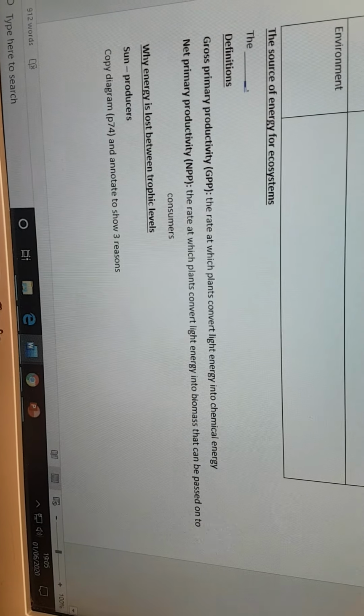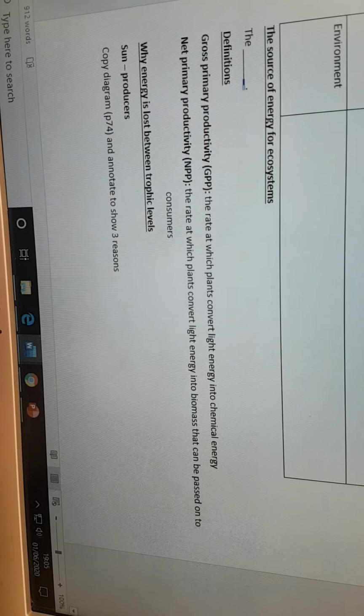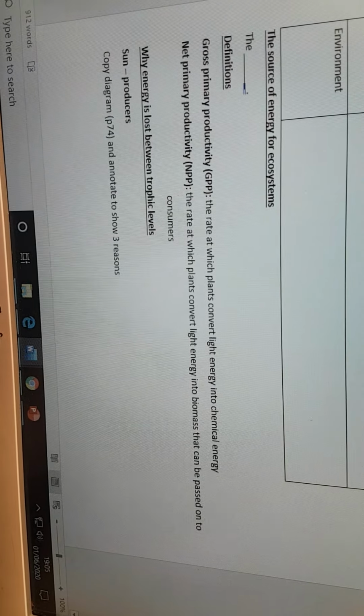They're just given to you on the sheet. Just want a quick word about them. Gross primary productivity, the rate at which plants convert light energy to chemical energy, and net, the rate at which they convert light energy into biomass that could be passed on. Why is there a difference, or what exactly do they mean?